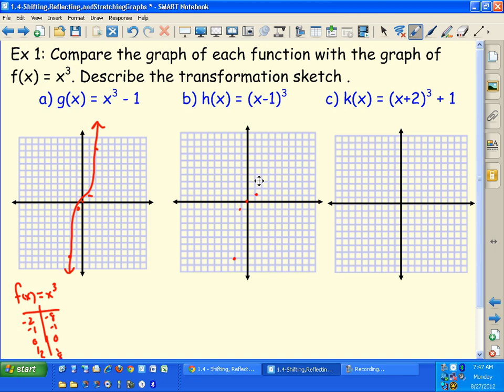This guy I don't like, I'm going to move him down a little bit. There we go, that's a little bit better. And then the last one, same one.